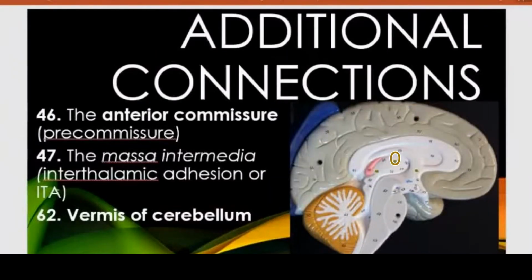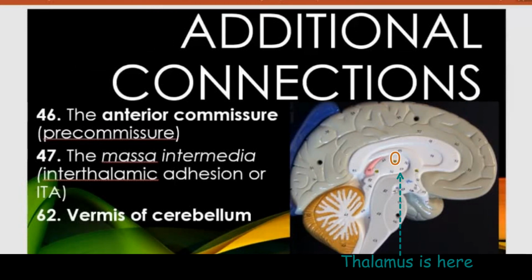Number 47 is massa intermedia. It's also known as an MI. It goes across the third ventricle and is located at the medial surface of the thalamus. The size and location varies among individuals. About 50% of MIs are located in the center of the third ventricle.